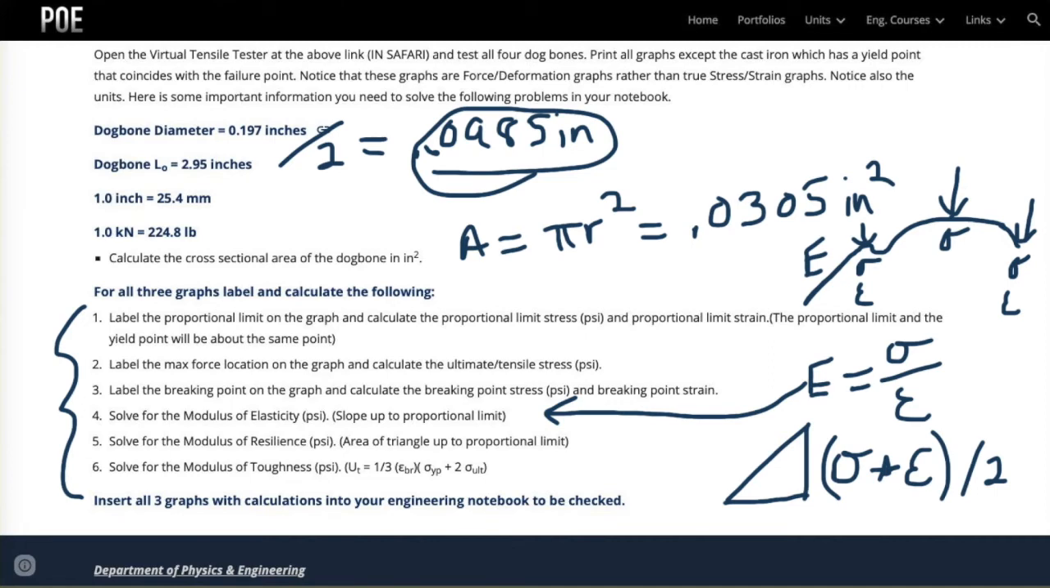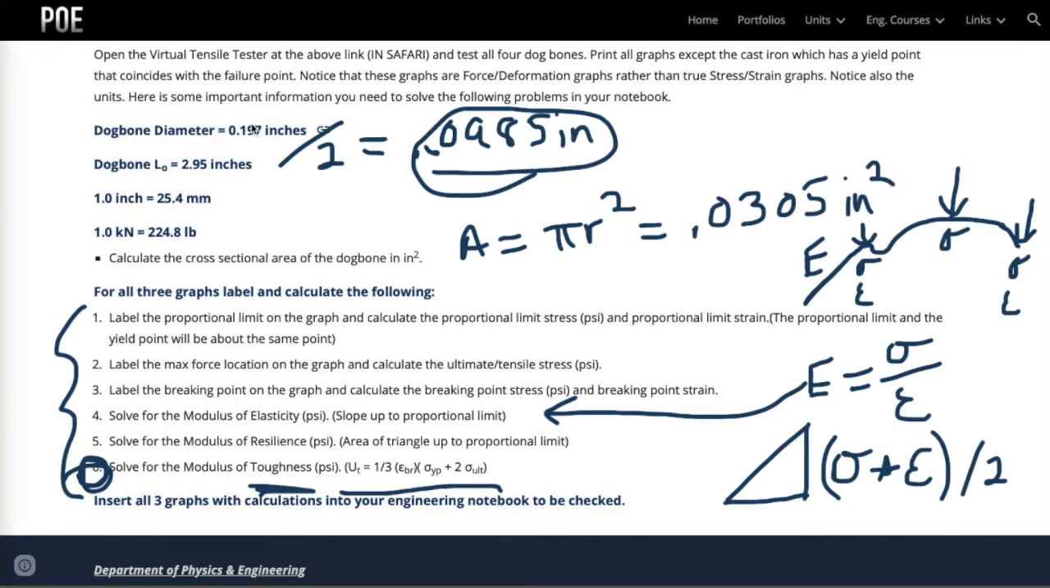And number 6 is the reason why we figured out some of these other things. We're going to figure out the toughness, and here's the equation for toughness again, if you can remember that. So we'll maybe jump back and forth between these 2 screens and be able to test some things here. Okay.